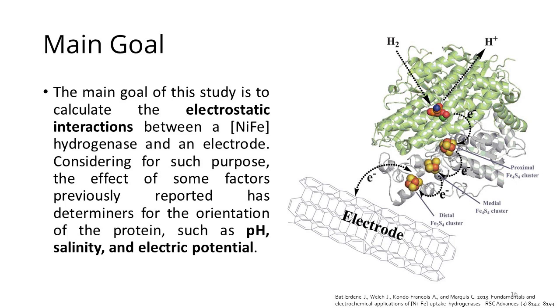I have already mentioned that the aim of this research is to discover how to produce hydrogen using hydrogenases. But at this point, I would like to mention the specific goals. The main goal is to calculate the electrostatic interaction between a nickel-iron hydrogenase and the surface of one electrode. For that purpose, I consider some factors that have previously been reported to affect the electrostatic interaction. For example, I consider the pH, the salinity, and the electric potential applied to the electrode.